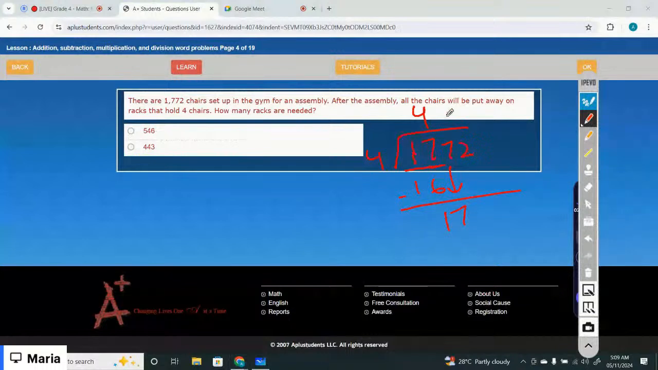So you have to go for 4 times 4. That is again 16. So 17 take away 16 is 1. Bring the next digit down. That is 12. So 4 times 3 is 12. So the correct option is 443. That means if each rack holds 4 chairs, you need 443 racks to hold 1772 chairs, right?